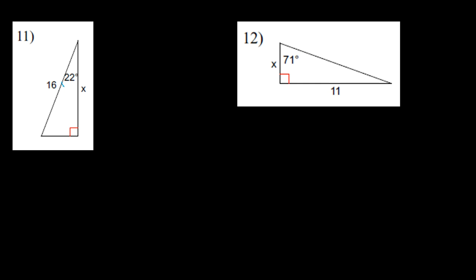Number 11, this is my reference angle. I have my hypotenuse, I have my adjacent. Here's my opposite. So I'm dealing with adjacent and hypotenuse. So that is cosine. So the cosine of 22 degrees is equal to the adjacent over your hypotenuse. Cross multiply, and x is isolated. So in my calculator, 16 times the cosine of 22, and I get about 14.8.